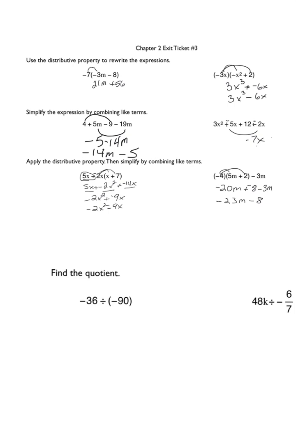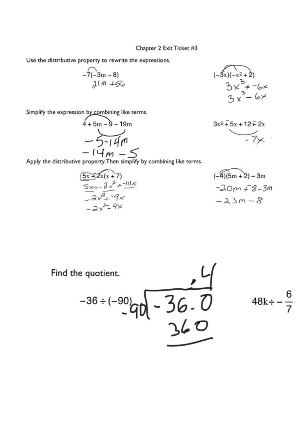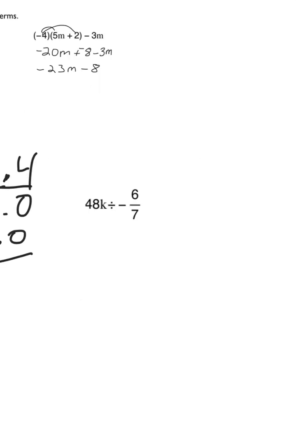Work on this one. Just finding the quotient just means divide it out. Without a calculator, please. So working it out, -90, -36, so it's going to be a positive answer. 90 goes into 364 times, and that's 360. So the answer is 0.4. Okay, work on this next one, and we'll check the answers.